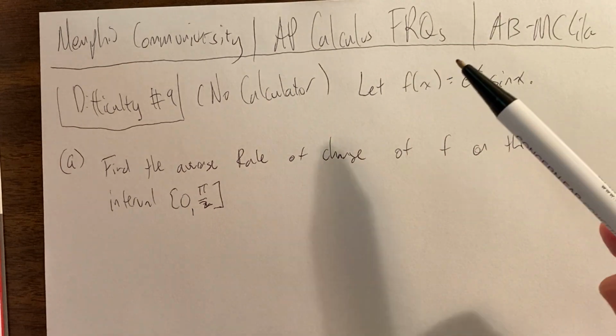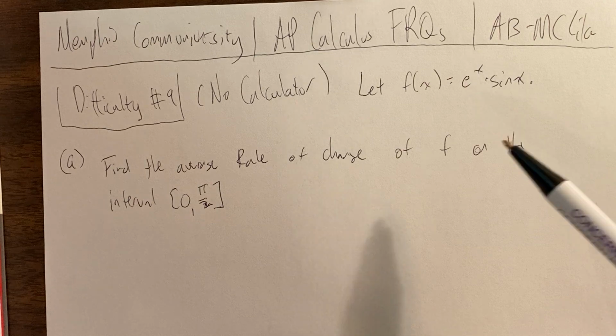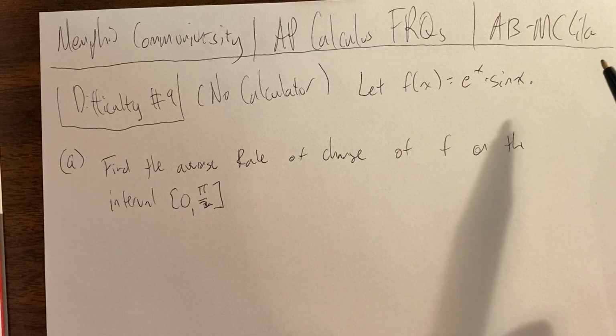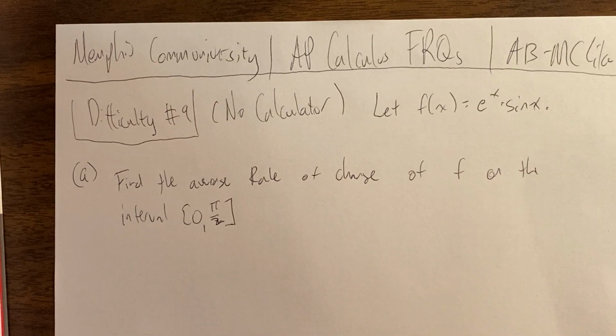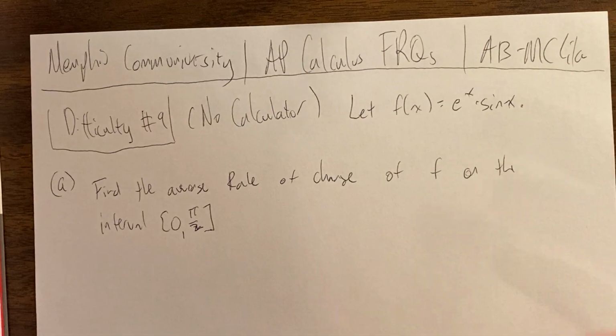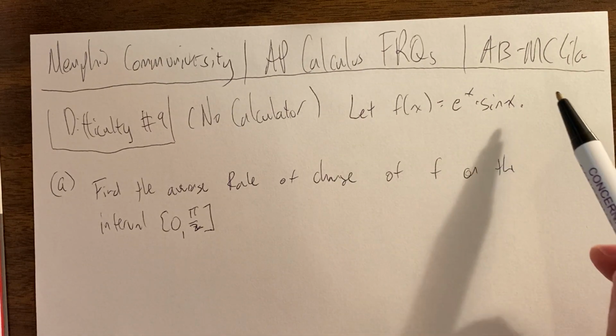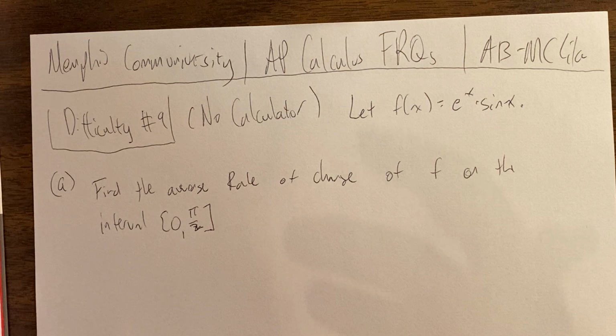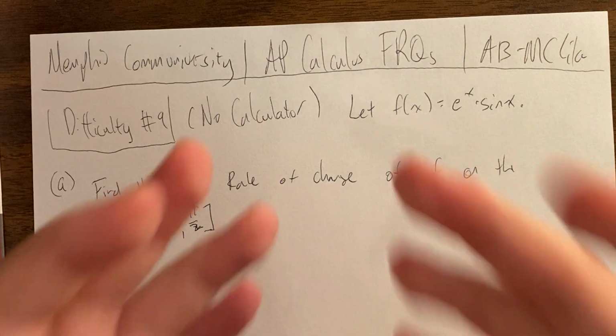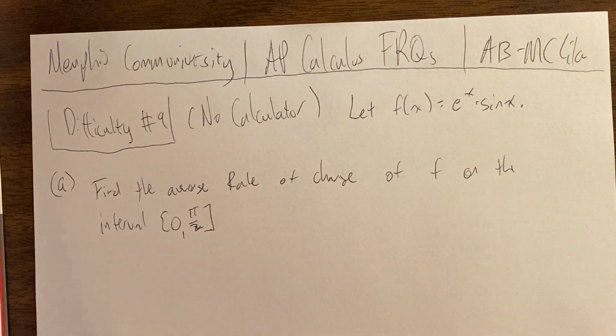Today we're going to be practicing an AP Calculus free response question. The topic is AB multiple choice-like questions. So these are the free response questions on the AB exam that are basically just a combination of multiple choice questions. It doesn't really fit under a big category like particle motion, area and volume, diffy-Q, things like that.